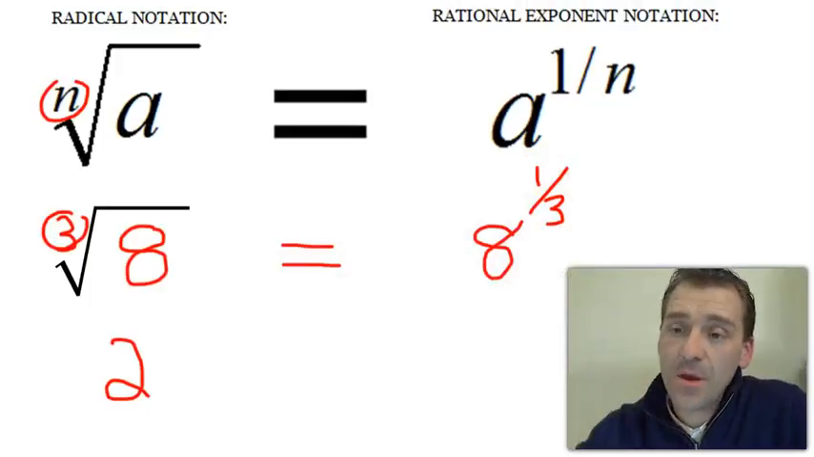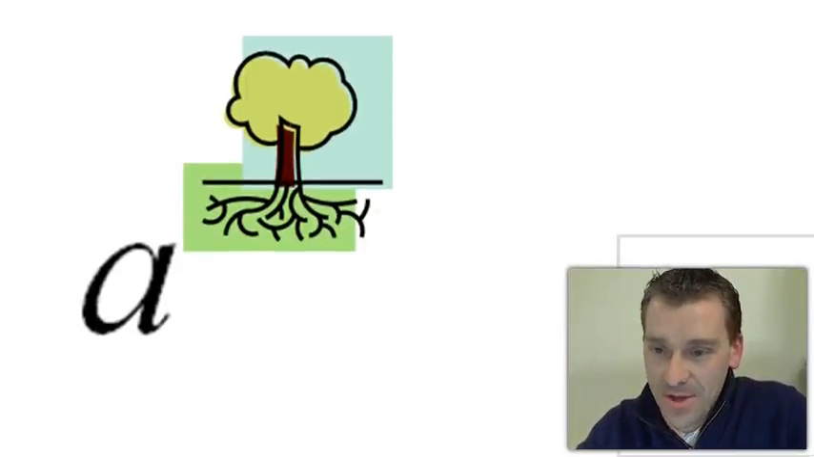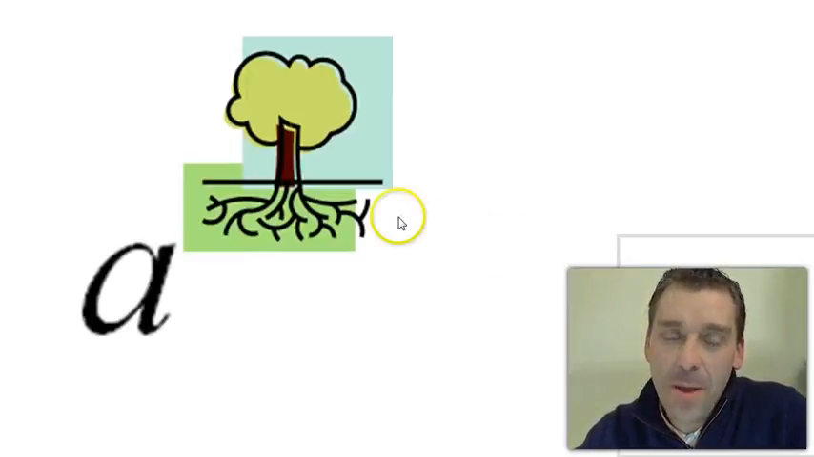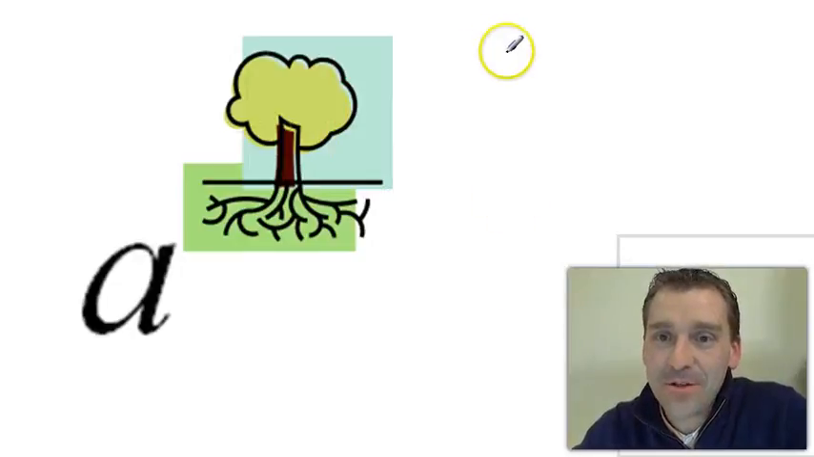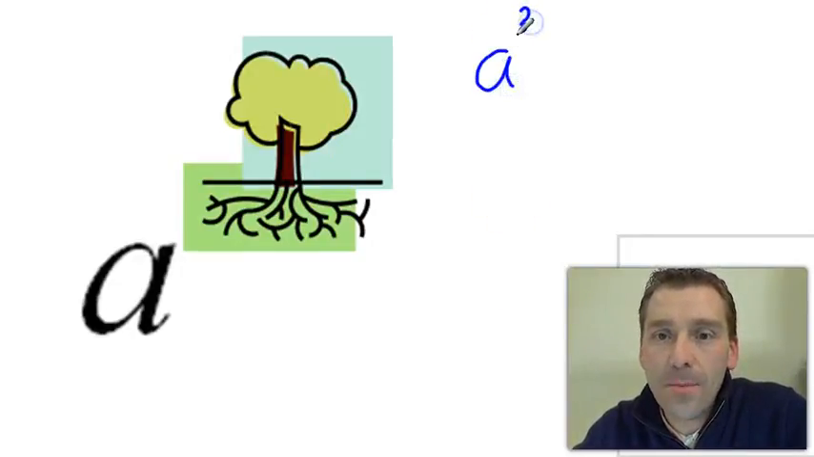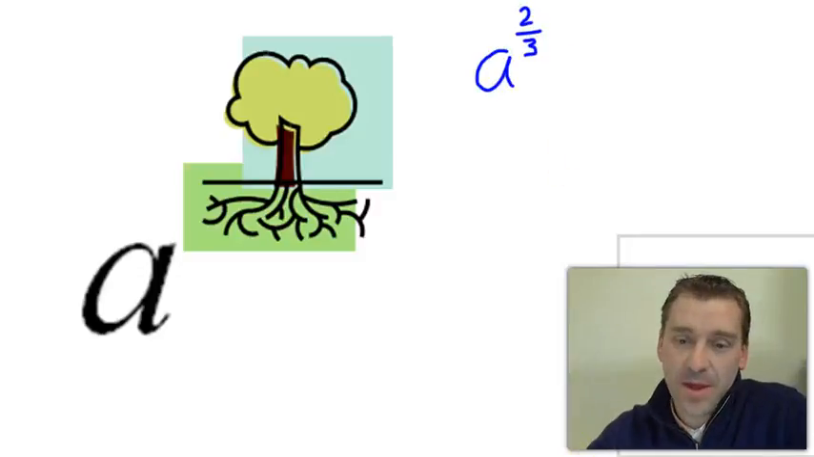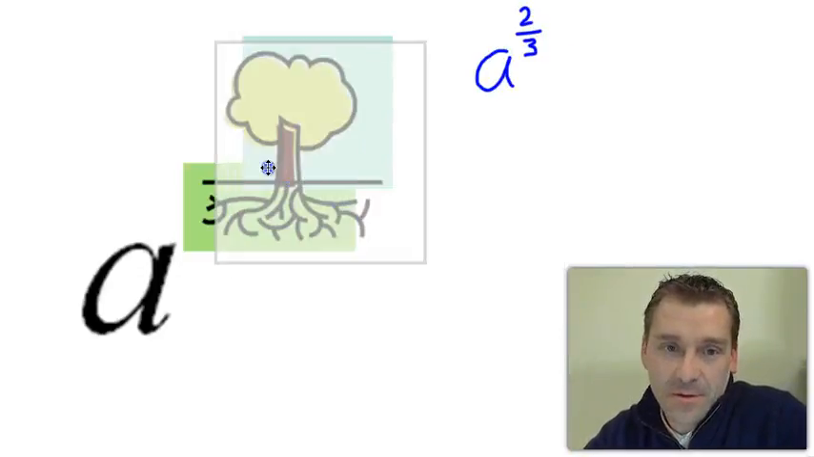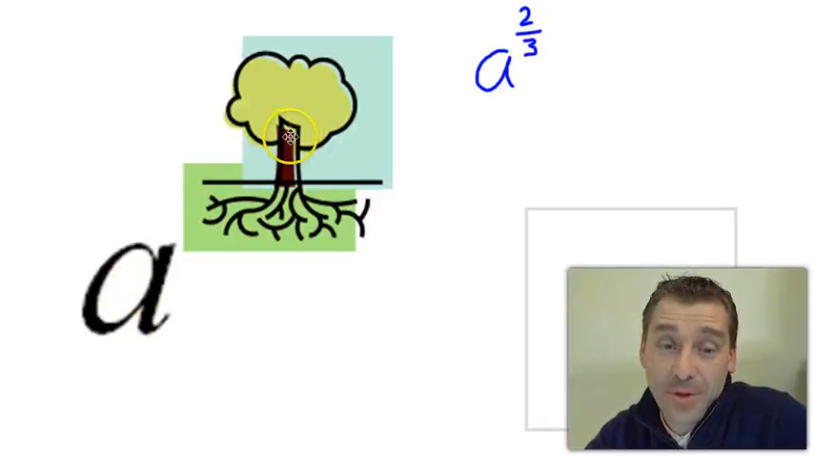Now let me scroll this down. I'm going to show you how you can do this in a very weird example. Let me give you another one. Here we go. We'll go like a to the, I don't know, 2/3 power. Is that possible? You betcha. So here's how you're going to treat this. Let me pull this over here so it covers up our tree. But you should do this: draw an A with a tree.